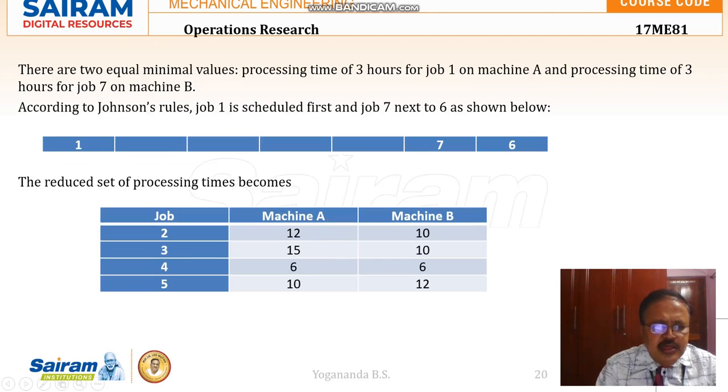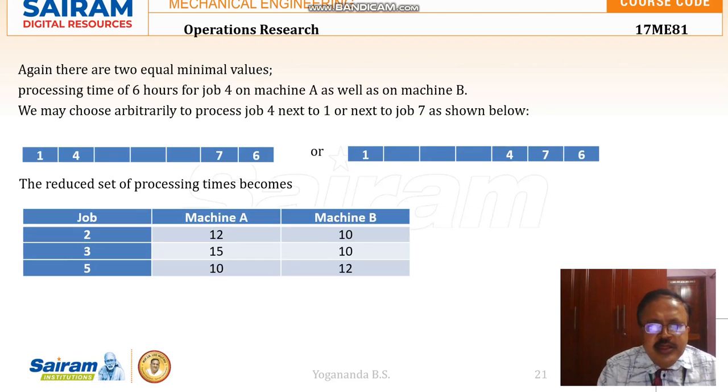It is for the same job on both the first machine and the second machine. If it is considered for the first machine, keep 4 in the beginning. Or if this 6 is considered, it is for the second machine, that is B, so job 4 will be placed at the ending of the sequence, either like this or like this.